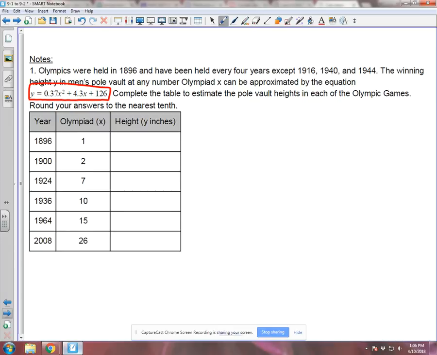Okay. Complete the table to estimate the pole vault heights in each of the Olympic Games. Round your answers to the nearest tenth. Okay, so you got to fill in these boxes over here for height, correct? How am I going to do that? I don't even think I need Desmos. I don't need a graph.